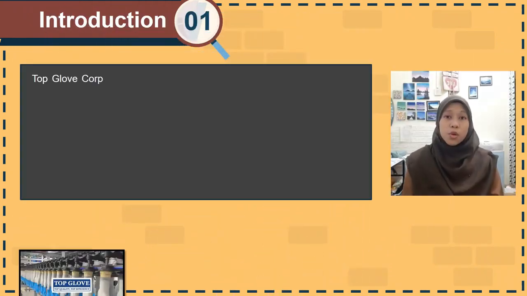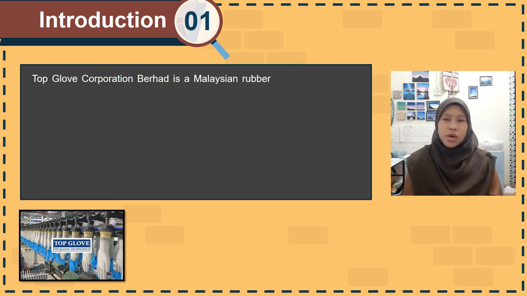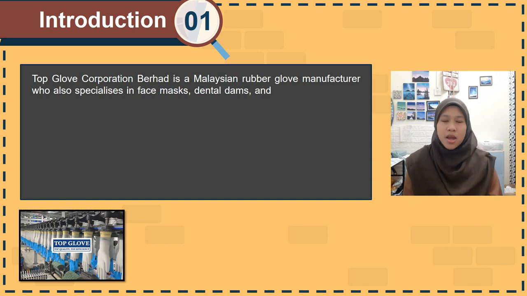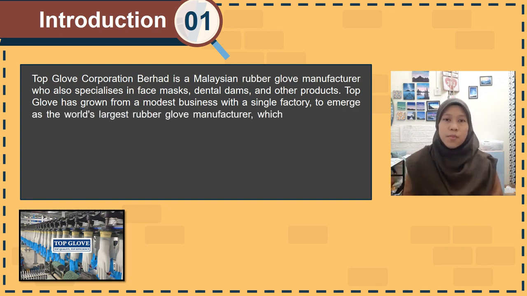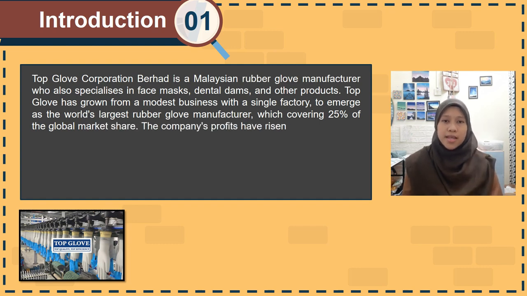As we know, Top Glove Corporation Berhad is a Malaysian rubber glove manufacturer that also specializes in face masks, dental dams, and other products. Top Glove has grown from a modest business with a single factory to emerge as the world's largest rubber glove manufacturer, covering 25% of the global market share.